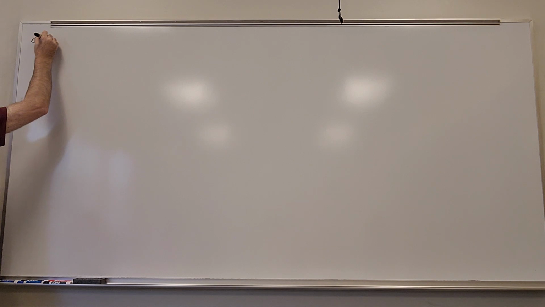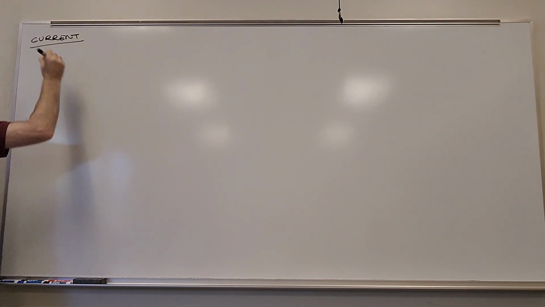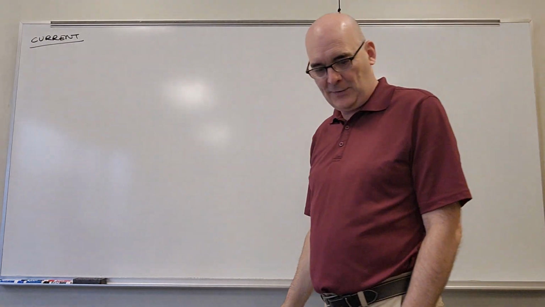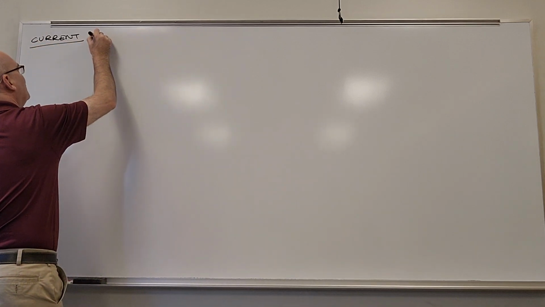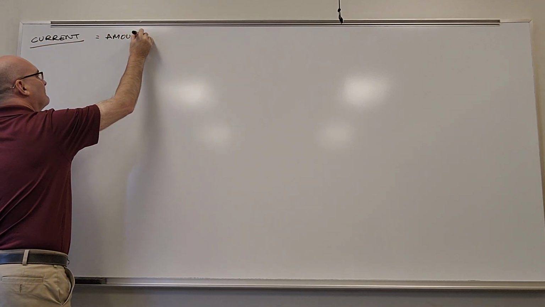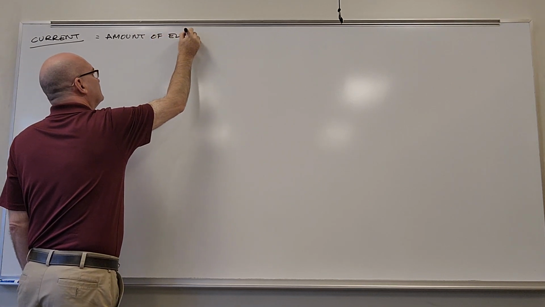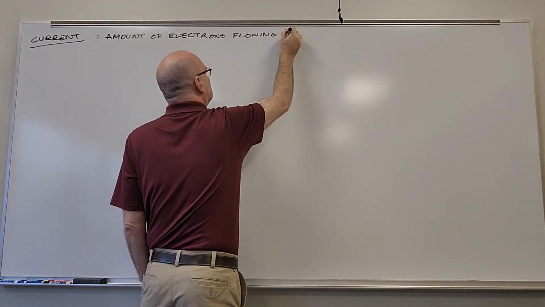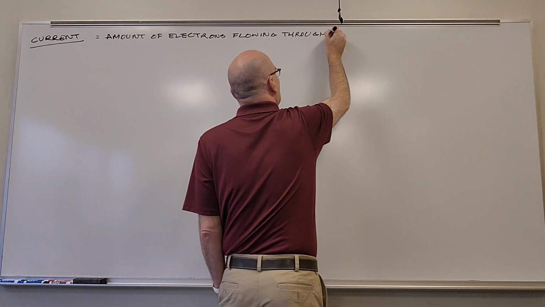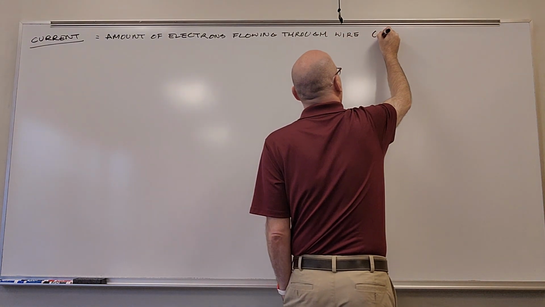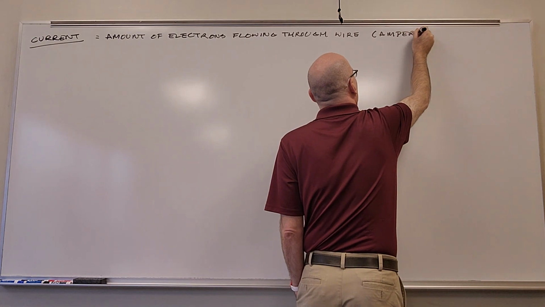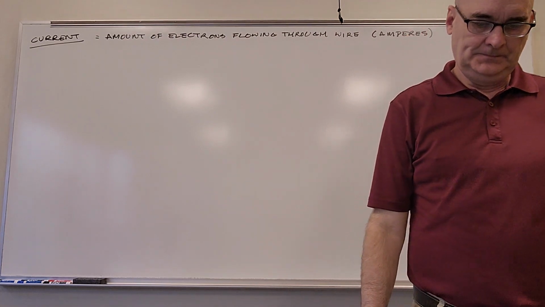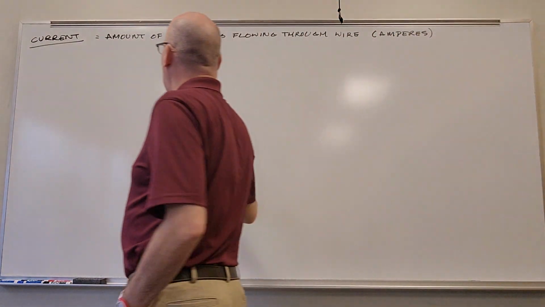All right, let's get some generalities out of the way first then. Current. Current is the motion of electrons. It is the amount of electrons that flow through the wire. And we measure current in amperes. Now, mostly abbreviated to just amps.